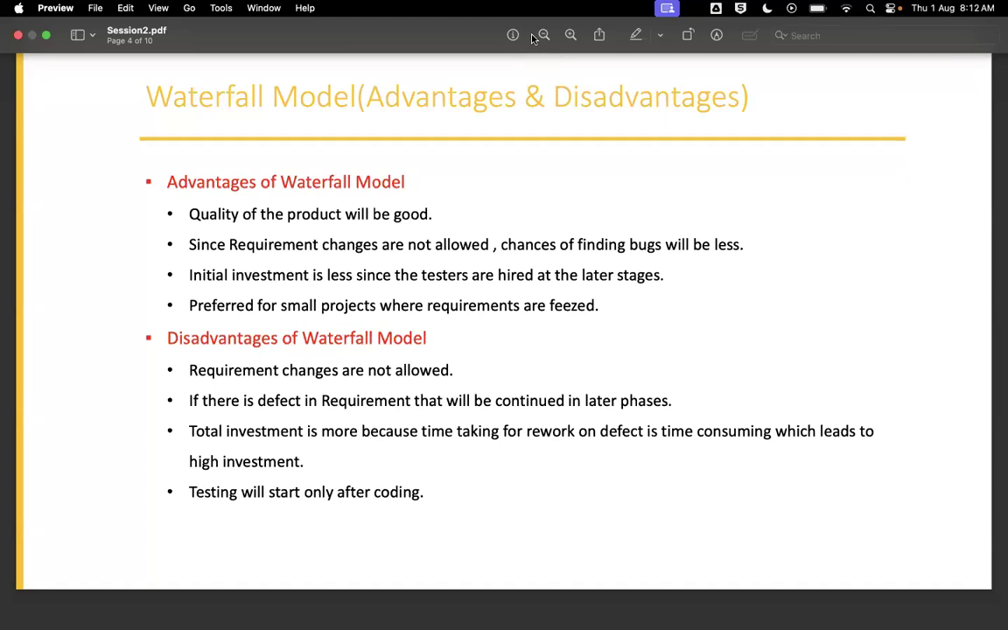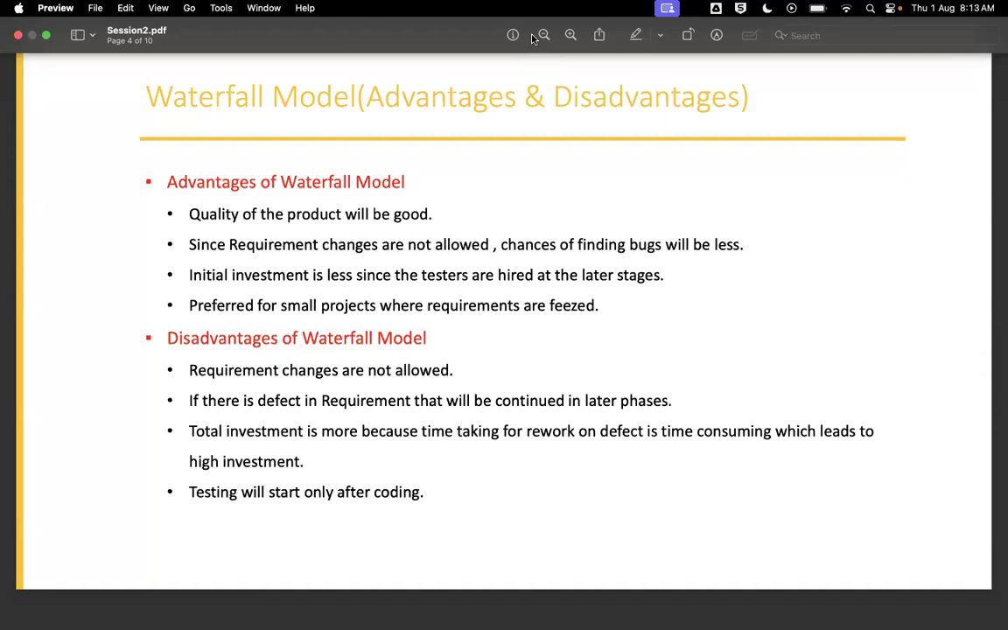And here what happens, the testers are involved at a later stage. You are not involving the QA from the start of the project. So you can consider the initial investment comparatively less in terms of waterfall, and it is purely preferred for small projects, guys, where it takes 4 months, 6 months, something like that. For those types of projects, it is purely preferred.